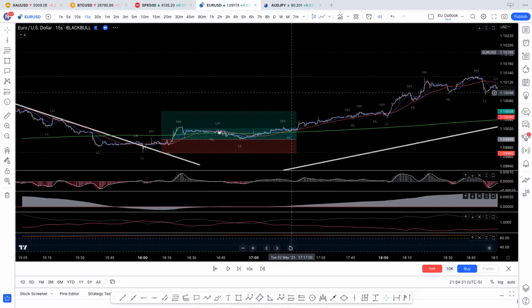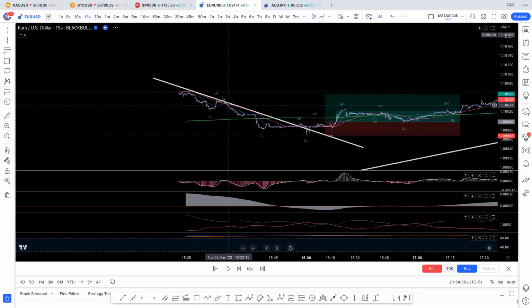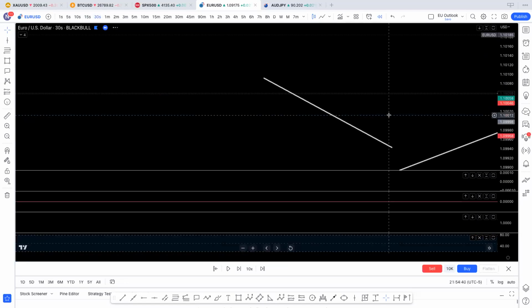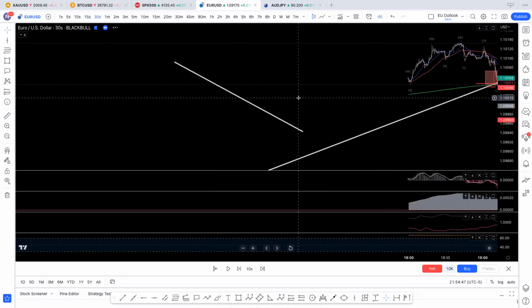Waiting on my system to, okay, so this is what I'm looking at. So there's a cross up and a cross down. So the 30-second works best. And goodness, it's taking forever to load. All right.